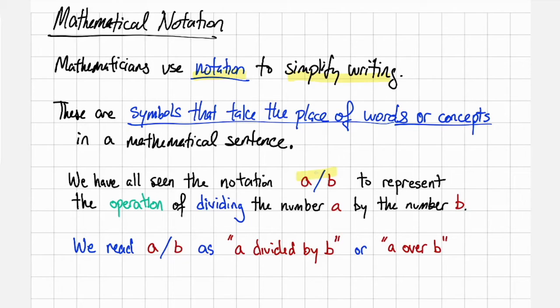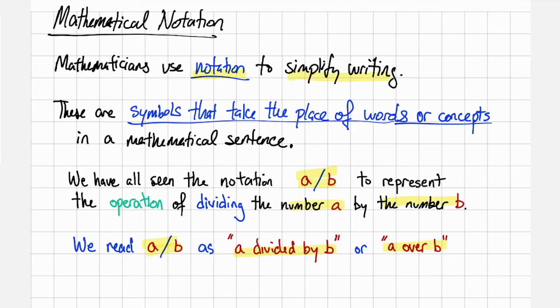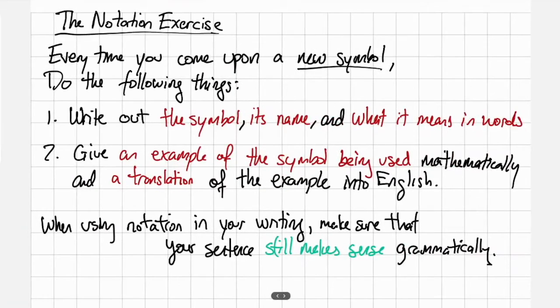We've seen this notation, a/b, to represent the operation of dividing the number a by the number b. And we've been conditioned to read a/b as a divided by b, or a over b. Now in this class, we're going to see a lot more notation.